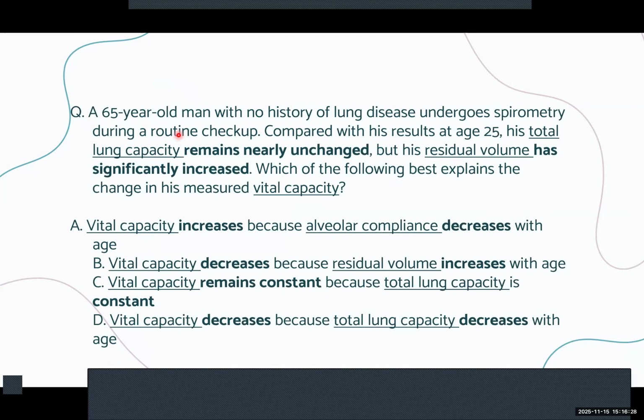So this question is saying a 65-year-old man with no history of lung disease undergoes spirometry during a routine checkup. Compared with his results at age 25, his total lung capacity remains nearly unchanged, but his residual volume has significantly increased. Which of the following best explains the change in his measured vital capacity?